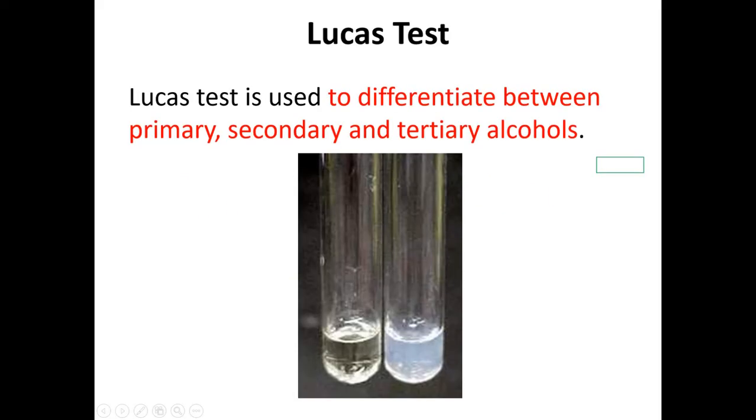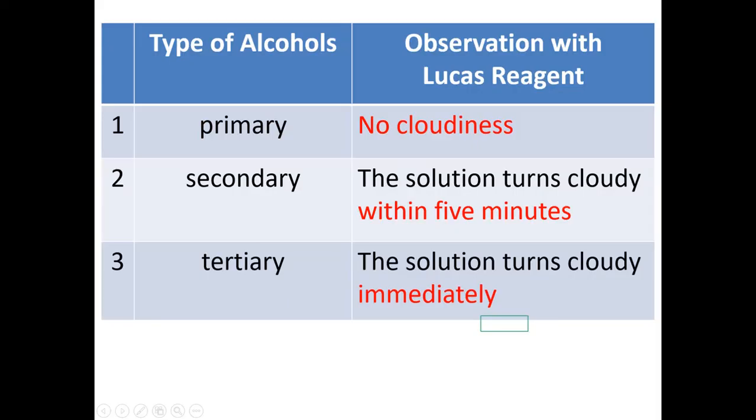So we have a few tests to differentiate between the classes of alcohol. The Lucas test is used to differentiate between primary, secondary and tertiary alcohol. For the type of alcohol, we have primary, secondary and tertiary. So the observation with the Lucas reagent: for primary alcohol, no cloudiness. For secondary alcohol, the solution turns cloudy within 5 minutes. For tertiary, the solution turns cloudy immediately.